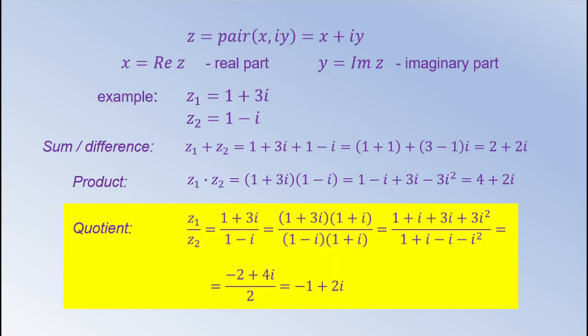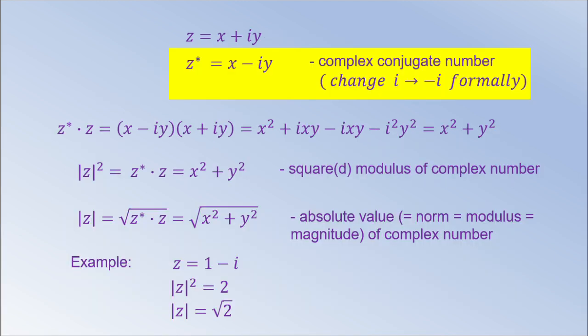Finally, we can also divide numbers. To simplify the division result, we use a special procedure called denominator rationalization. It works as follows. For any complex number z, we can define the so-called complex conjugate number z star if we formally replace i by minus i.